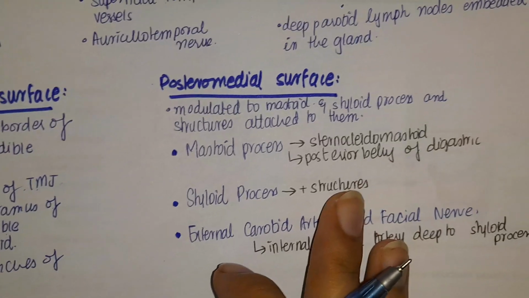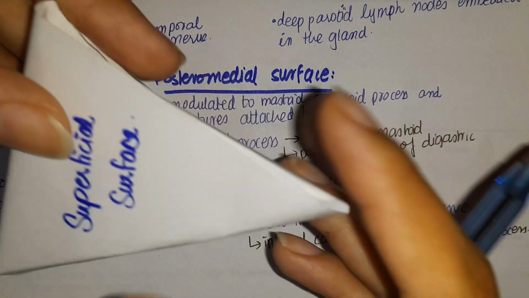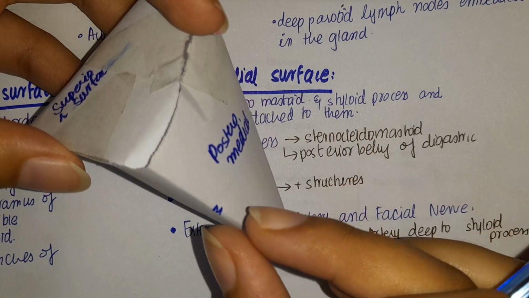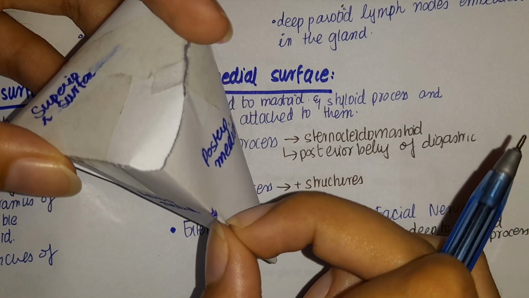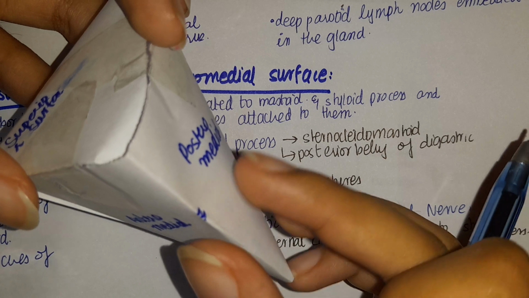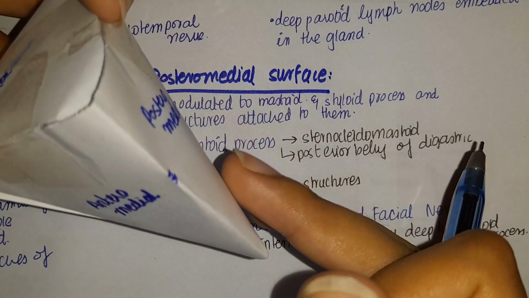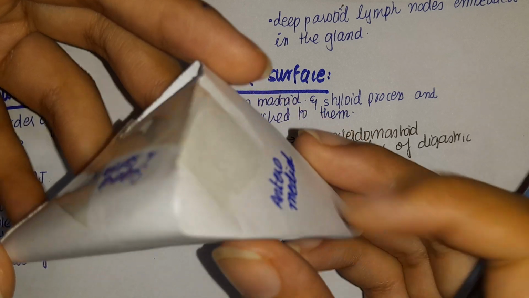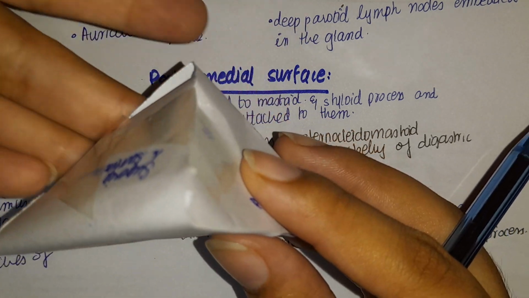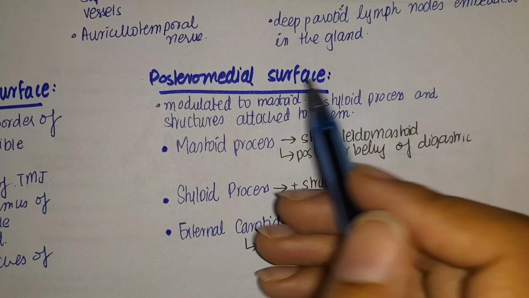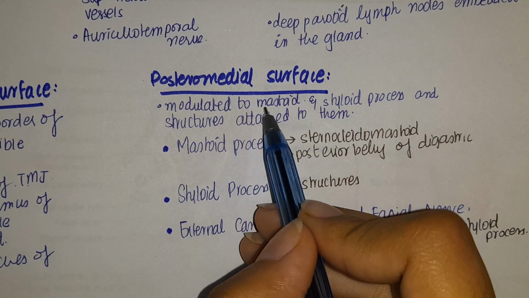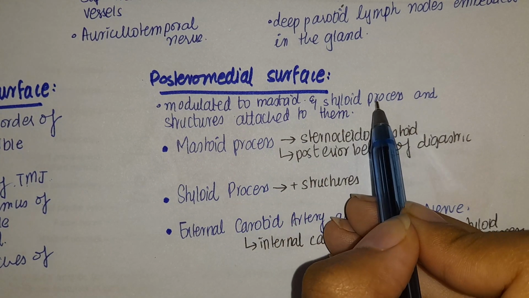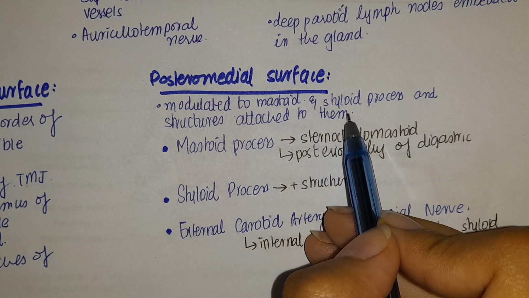After that we will talk about the posteromedial surface. As I told you when we were discussing this, the posteromedial surface will now be between the medial border and the posterior surface. So this portion is the posteromedial surface, and it will be directed something like this. The medial border will be over here, so the posteromedial surface will be over here like this. Now it is related to the mastoid and styloid processes of the bones and the structures that are attached to them.